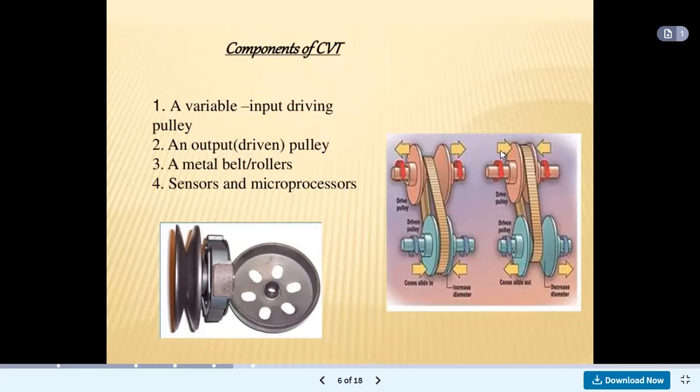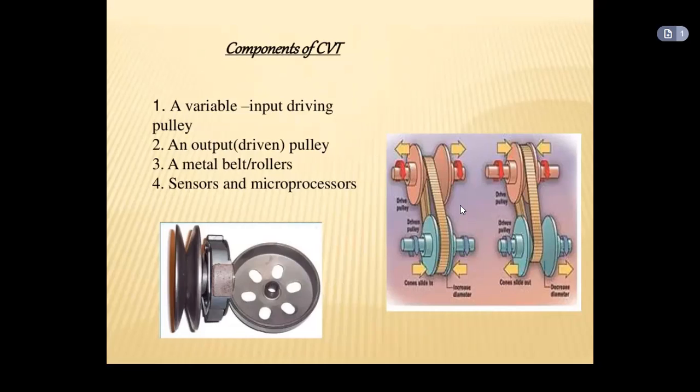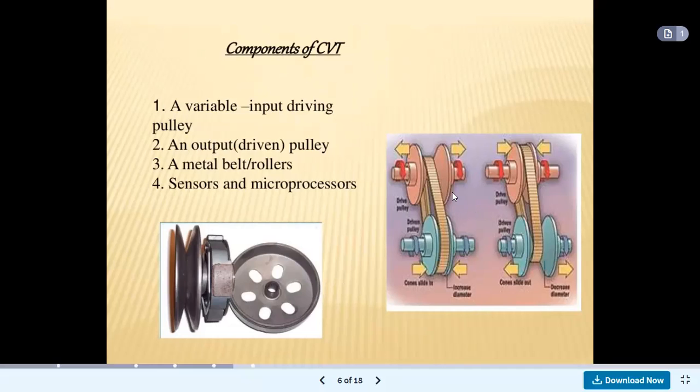A metal belt is used. See here, this is the belt, and this is the adjustable pulley. That arrow is in the outward direction. It gives space for this belt, and this belt shifts in the downward direction, or comes closer towards the shaft, and so the diameter or the radius in this case is less when the pulley moves in the outward direction. When this pulley moves outward, this green color pulley comes in the inward direction, and due to that the diameter of this pulley increases.